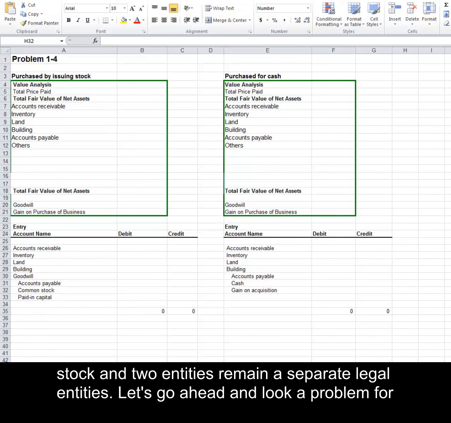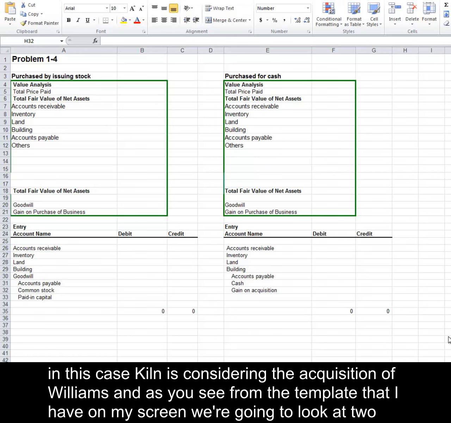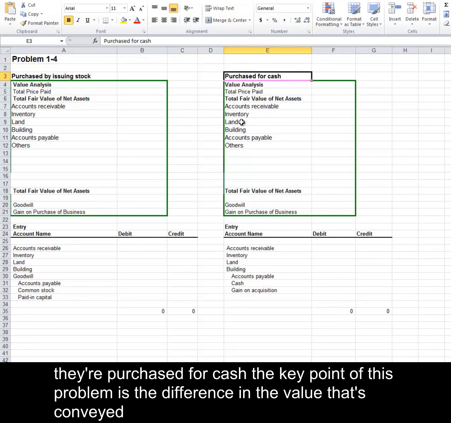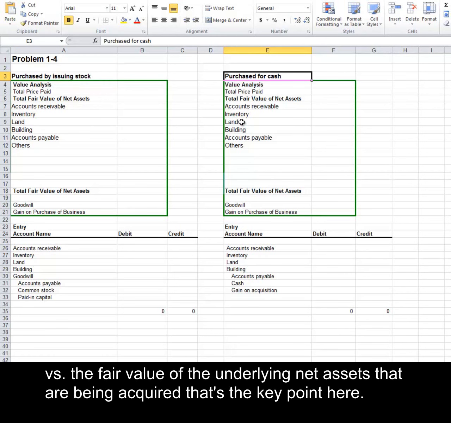Let's go ahead and look at problem 4. In this case, Kiln is considering the acquisition of Williams. And as you see from the template that I have on my screen, we're going to look at two scenarios. Whether it's purchased by issuing stock or purchased for cash is not the significance here. I mean, they both could say they're purchased for cash. The key point of this problem is the difference in the value that's conveyed versus the fair value of the underlying net assets that are being acquired. That's the key point here.